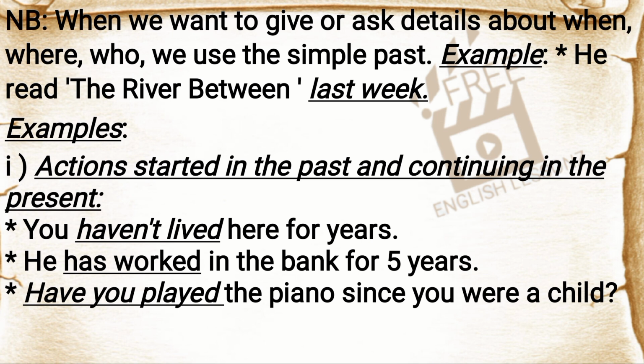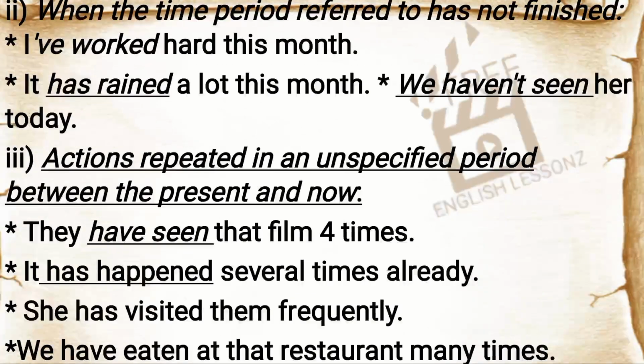Examples: 1. Action started in the past and continuing in the present. You haven't lived here for years. He has worked in the bank for 5 years. Have you played the piano since you were a child? 2. When the time period referred to has not finished. I've worked hard this month. It has rained a lot this month. We haven't seen her today.